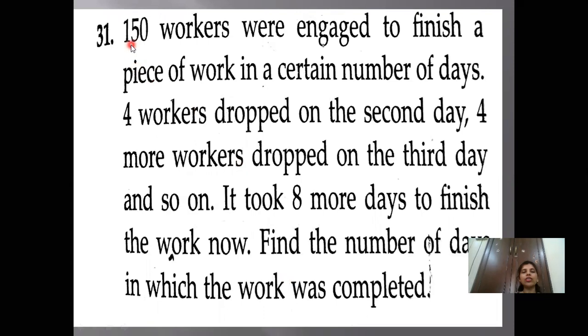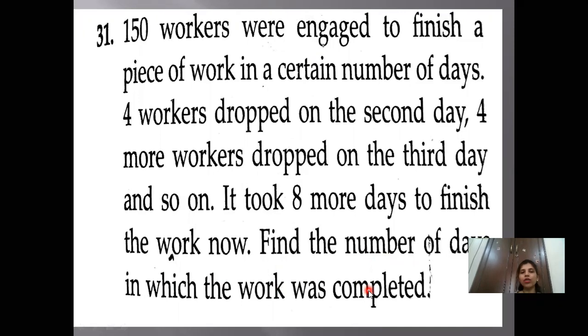In the next question, it is said 150 workers were engaged to finish a piece of work in a certain number of days. 4 workers dropped on the second day, 4 more workers dropped on the third day, and so on. It took 8 more days to finish the work now. Find the number of days in which the work was completed.